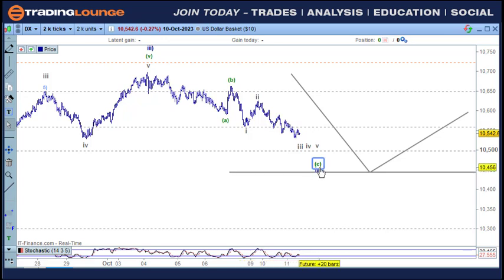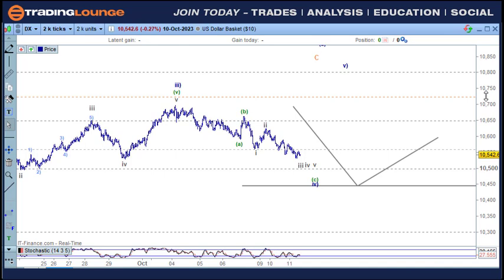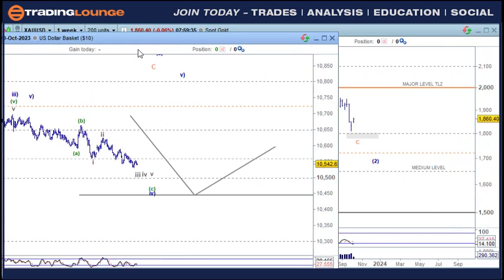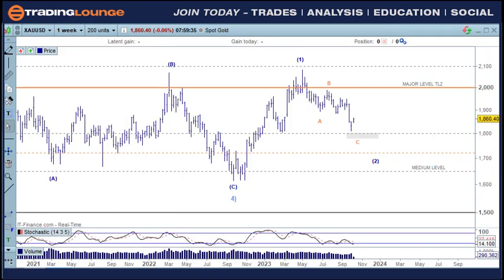See if we need to call it a wave 4 here, or we actually need to put this wave 5 top in play here. And between the US dollar and gold and silver, we'll be able to figure this out in a few sessions, okay? Because if we've got a top in here, we're going to have a low in place for gold at this point.